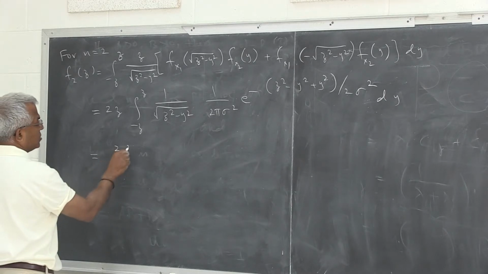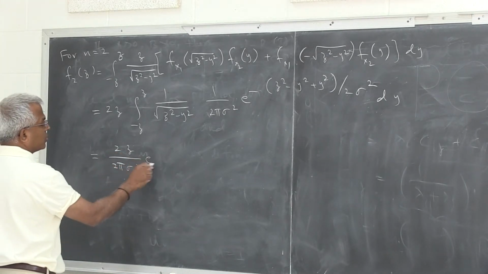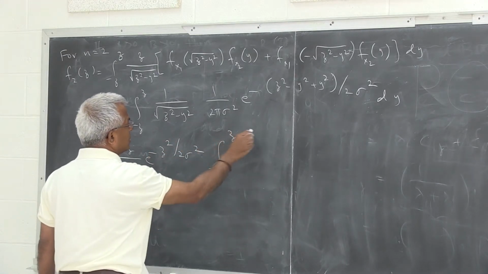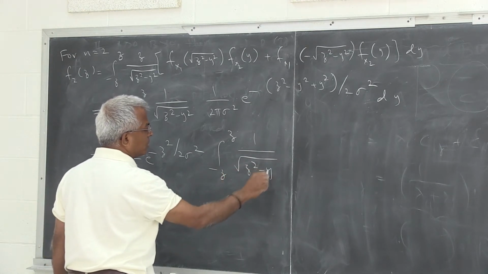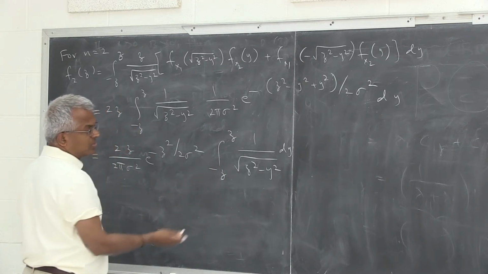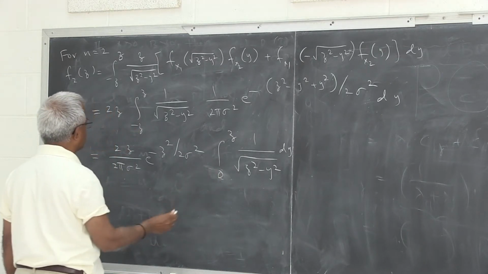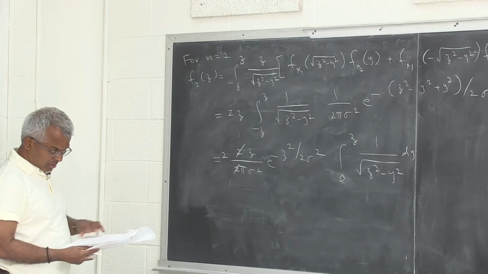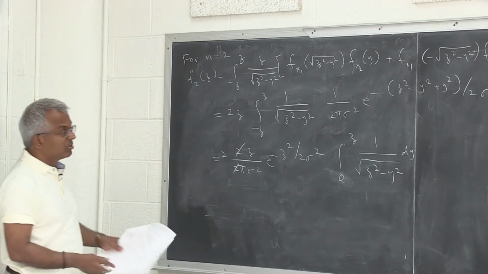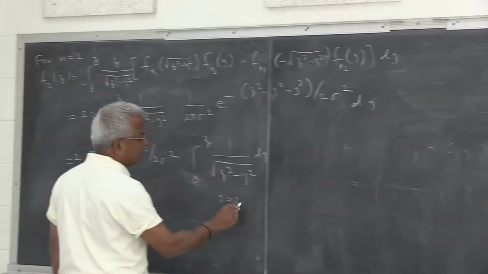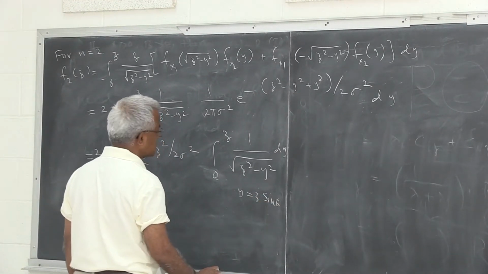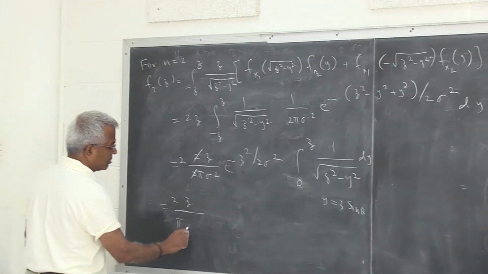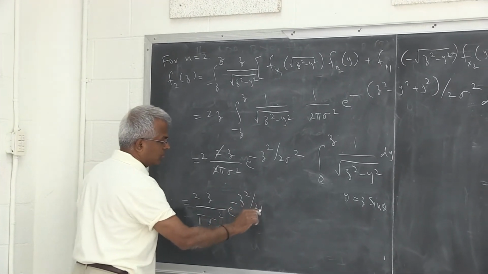So you have 2z over 2 pi sigma squared goes out, e raised to minus z squared over 2 sigma squared. This much goes out. Then you have the integral from minus z to z, 1 over square root of z squared minus y squared dy. Notice that this is an even function, so you can write it as 2 times this. So these 2s cancel, there is another 2 here. And then to do the simplification, just use some simple substitution. For example, if you substitute y equal to z sine theta, this now reads z over pi sigma squared e raised to minus z squared over 2 sigma squared.